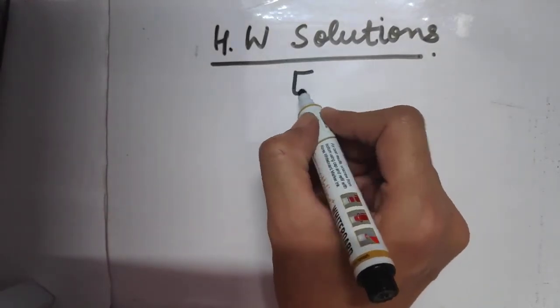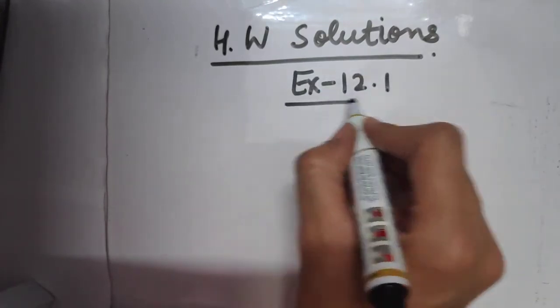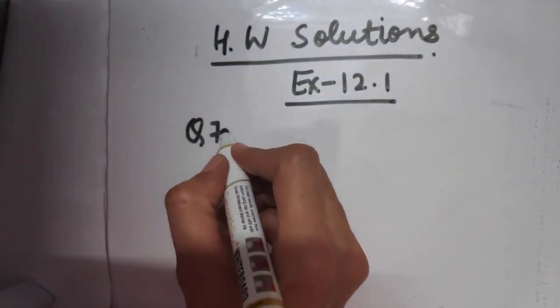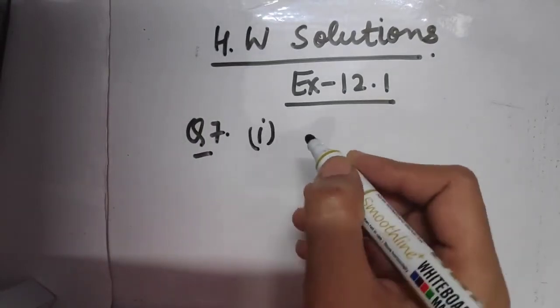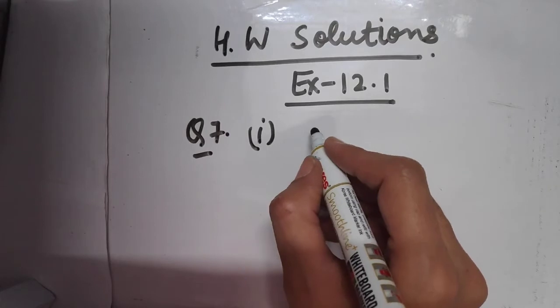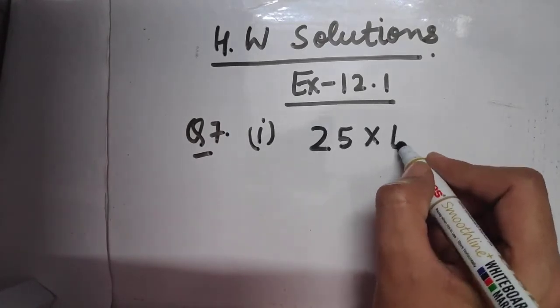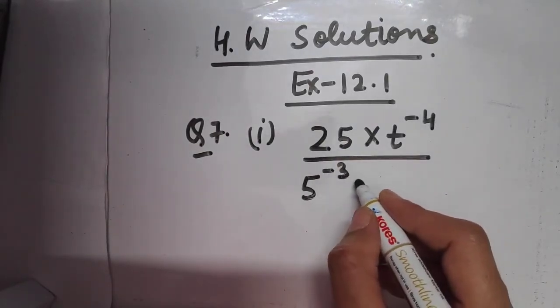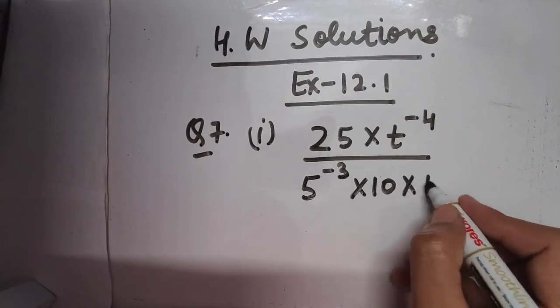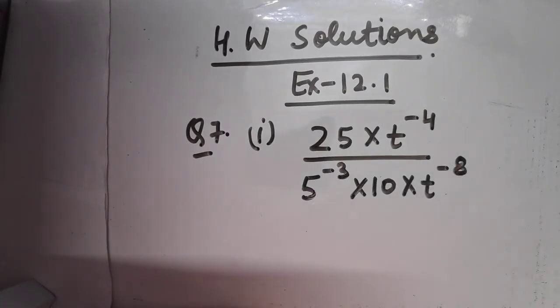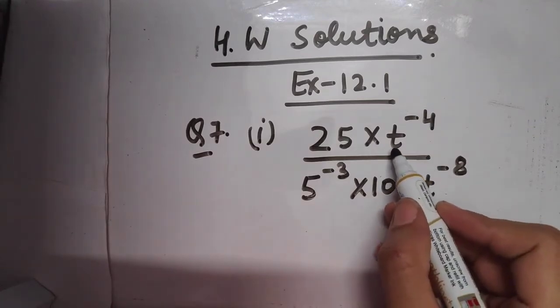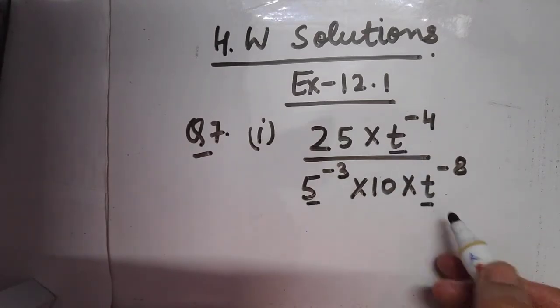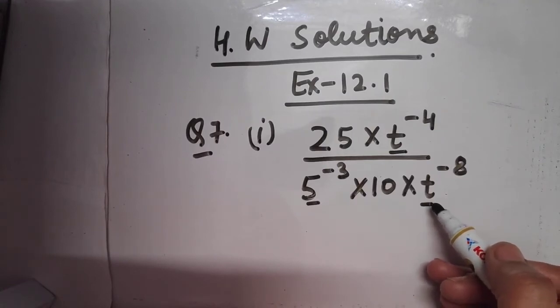I am solving first exercise 12.1, question number 7, first part. The first part says, simplify 25 into 10 raised to the power minus 4 divided by 5 raised to the power minus 3 into 10 into 10 raised to the power minus 8. Dear children, in this case, wherever you find a negative exponent, try to make these exponents positive by taking the reciprocal of their bases.